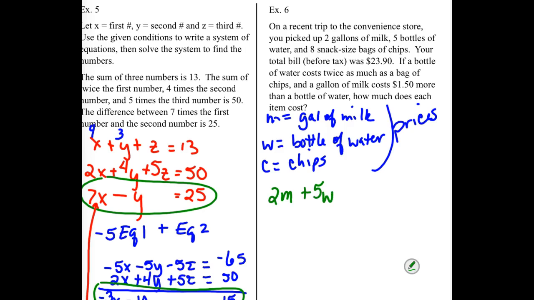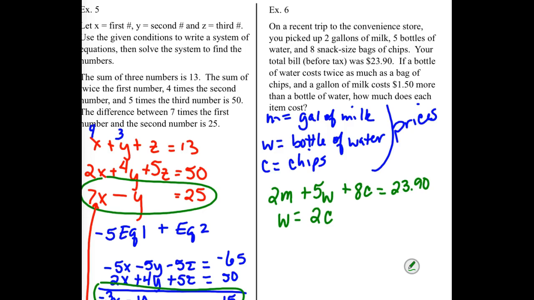And we get 8 bags of chips. And our total bill is $23.90. Okay. Second sentence says, if a bottle of water, so a W, costs twice as much as a bag of chips. So a bottle of water is twice as much as the chips. So water would equal 2 chips.